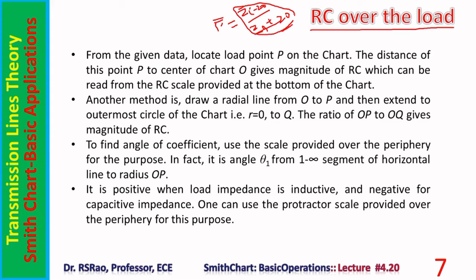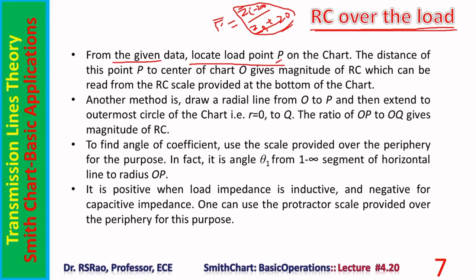But if we have a Smith chart, and if we know how to use it without doing any calculations, without the help of a calculator, we can find it out very easily. So this aspect we consider now: the reflection coefficient over the load. For that, what we have to do is, from the given data, locate the load point. How? ZL, Z0 both are given. ZL by Z0 gives the normalized load impedance, and we locate the normalized load impedance over the Smith chart.